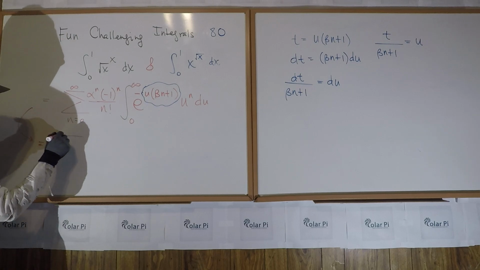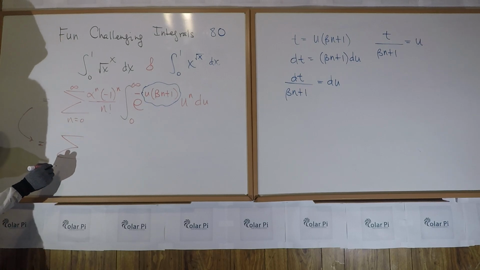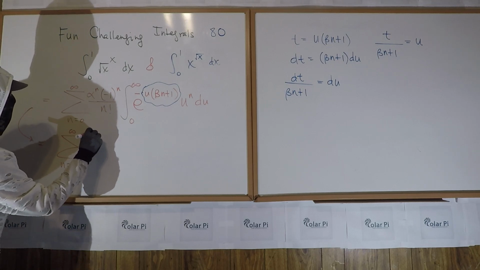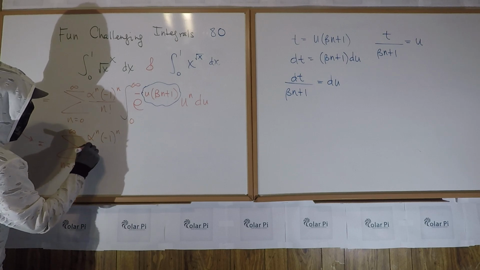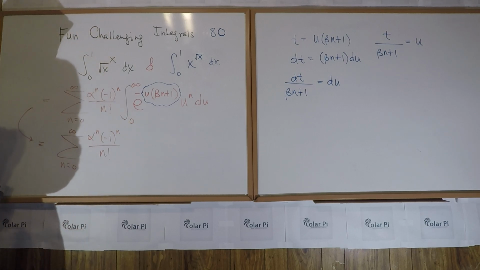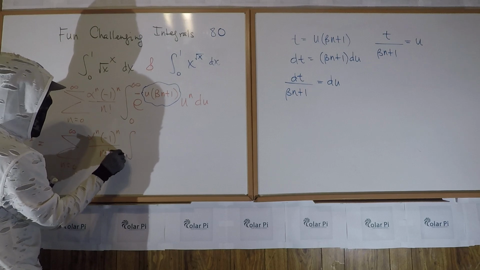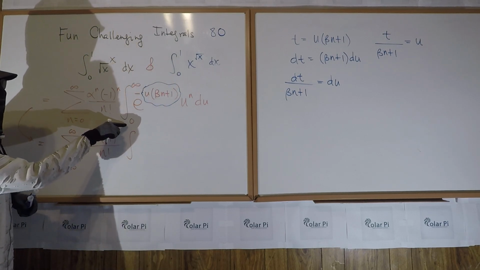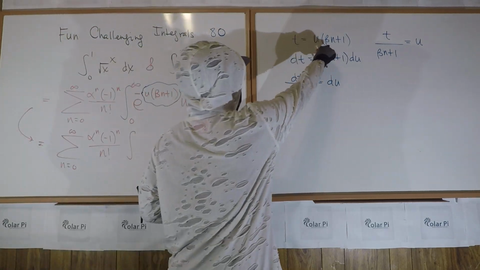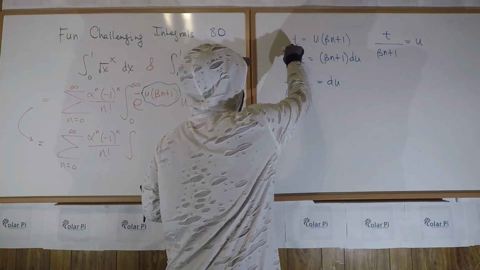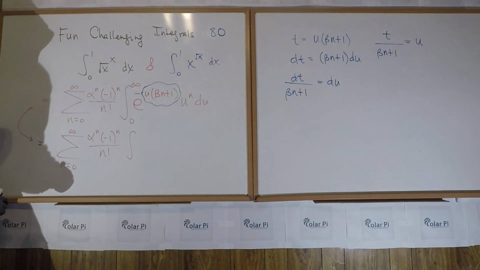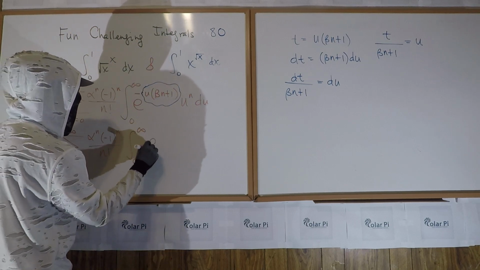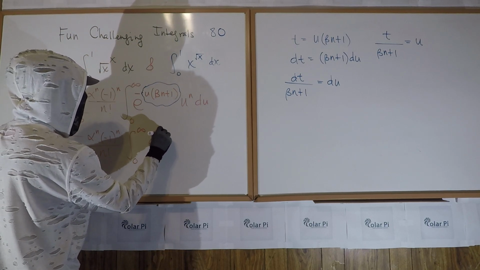So what we have now is the same as the sum from n equals 0 to infinity of alpha to the n, negative 1 to the n over n factorial. And then we have the integral. Notice that the limits of integration do not change, because when u is 0, t is going to be 0, and when u goes to infinity, t will also go to infinity. So we still have 0 to infinity, and then we have e to the minus t, right?